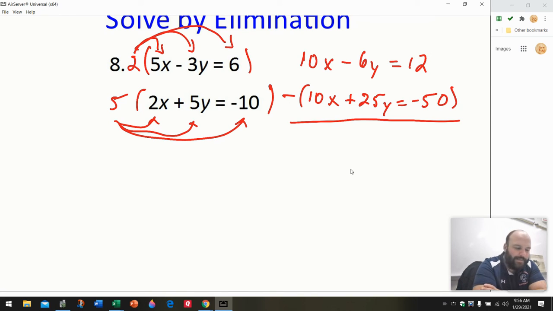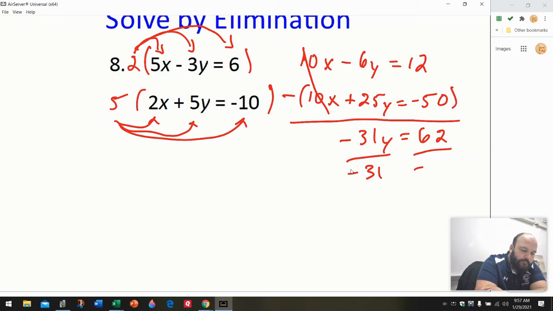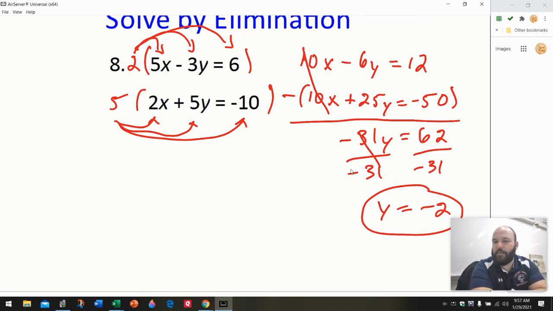10x minus 10x is 0. That's what we want to happen. We have -6y minus 25y. That turns into -31y, just like that. And then we have 12 minus -50. The minus negative becomes plus, and so it becomes 62, just like that. We're going to divide both sides by -31, and y equals -2. So there is what we get for y.